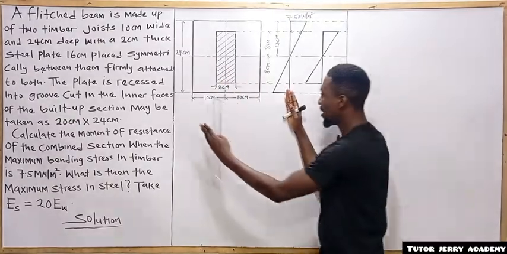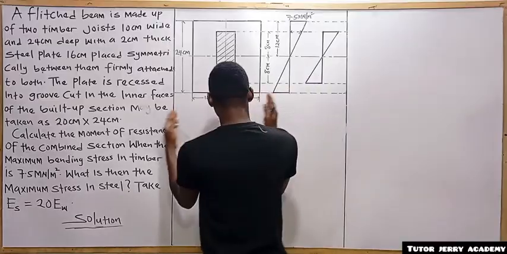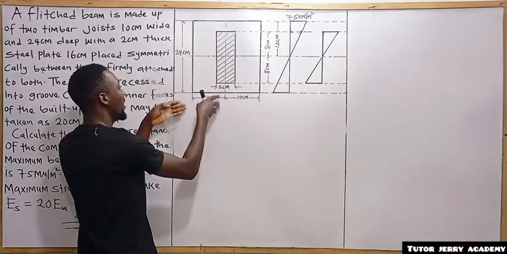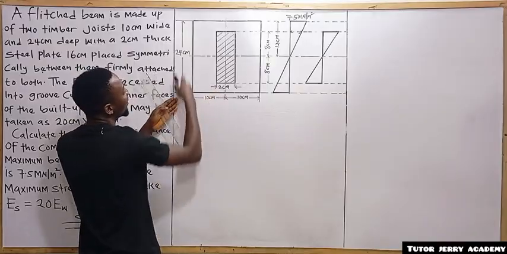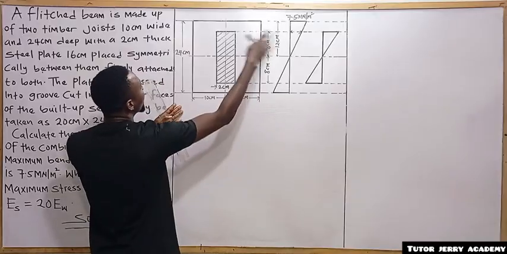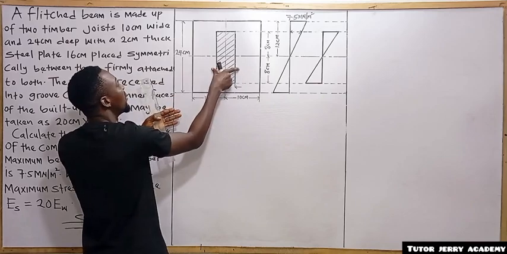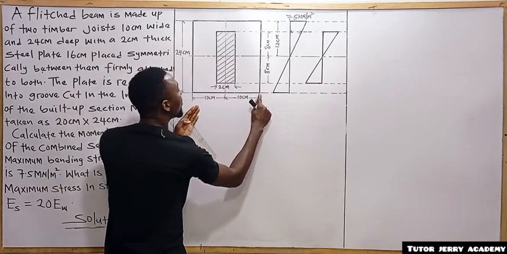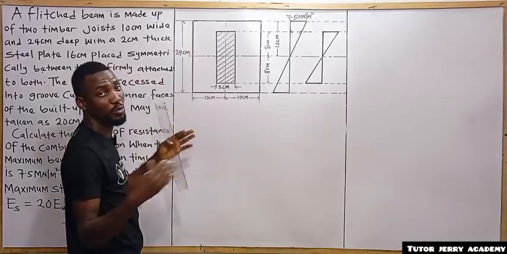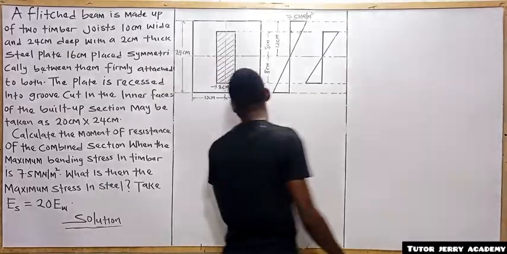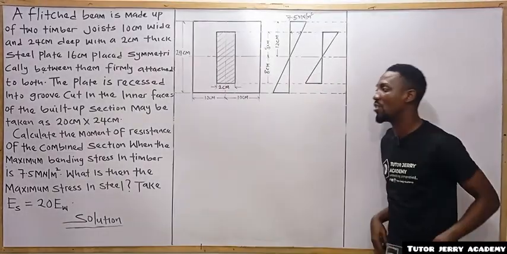You understand? So by the time you combine them, compared to when they are separate, if this timber is standing alone, the dimension will just be 10 centimeter by 24. This one too will be 10 centimeter by 24. But immediately you combine the two together and you attach this steel between them, then the dimension from this point to this point will now become 20, and from this point to this point will be 24 centimeter. I hope you understand that. So that is what the question is saying.